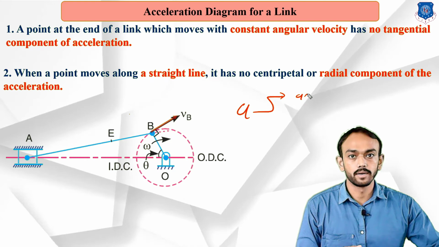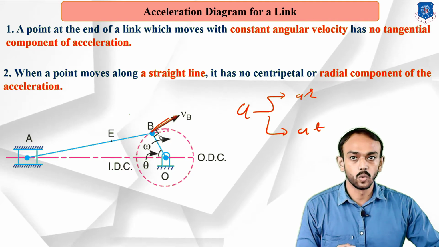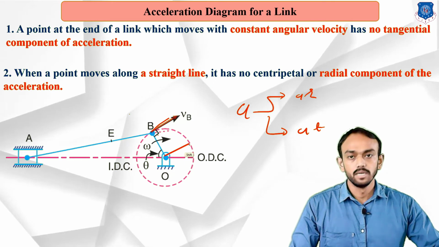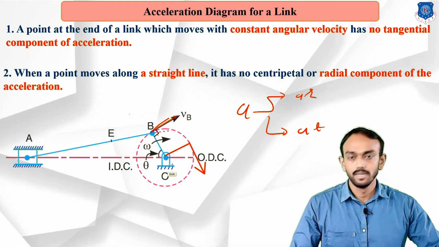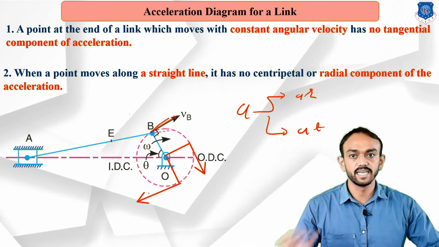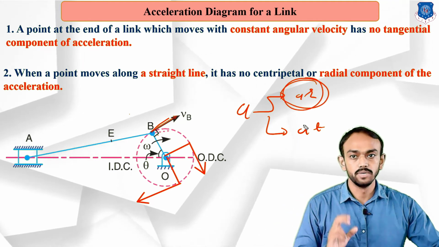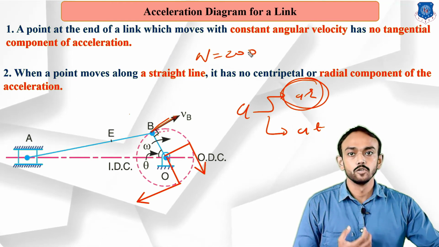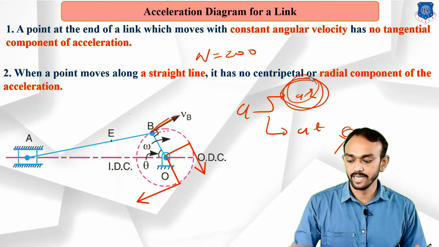Acceleration has two components, radial and tangential. But this crank is rotating, so at every point its direction changes. In this position, the velocity will be in this direction and the acceleration in this direction. Let's check: if the crank position changes, the direction of velocity is changing at every point. So we will consider the radial component, but its magnitude is constant because it is rotating at the same RPM, like 200. So the tangential component will be 0, and we will consider only the radial component.